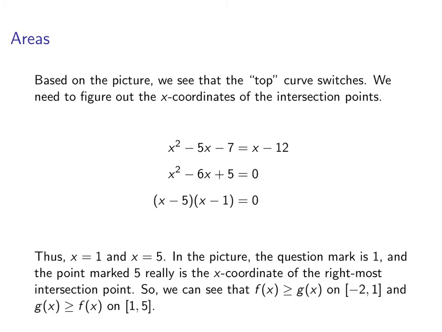So what we see is that f of x is bigger than g of x on the interval from negative 2 to 1, and g of x is bigger than f of x on the interval from 1 to 5. So they switch which one is top. All right, so now we can write down an integral for the total area. And actually, we're going to have to write down two integrals.